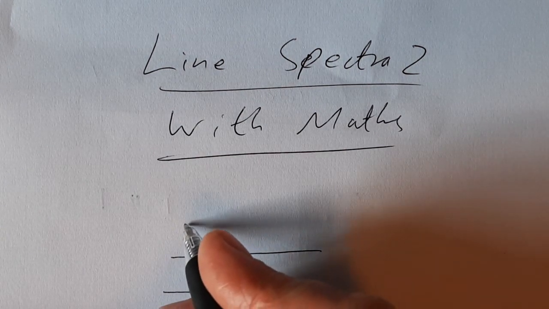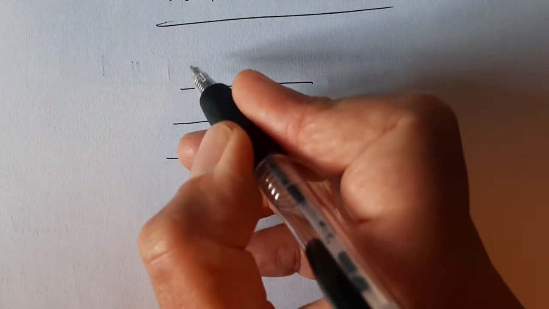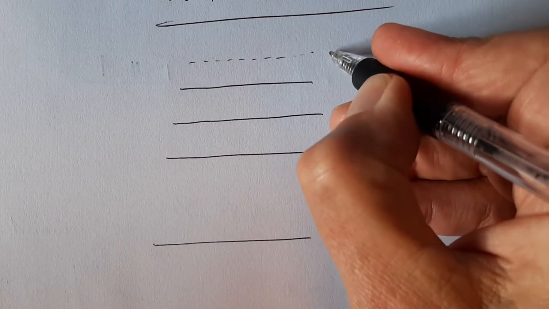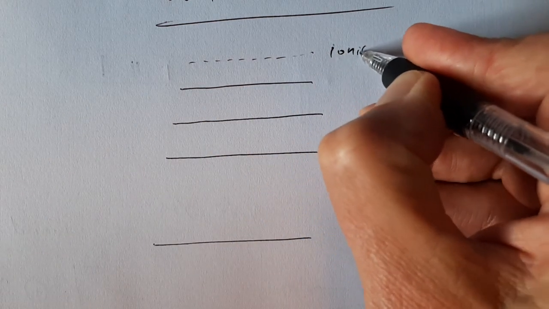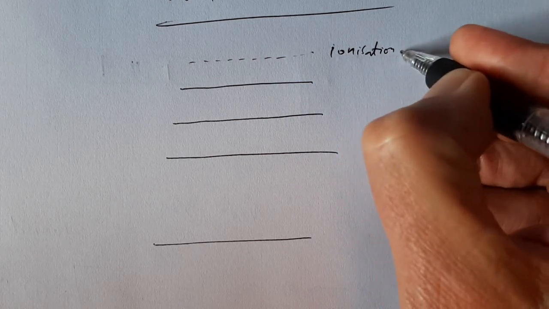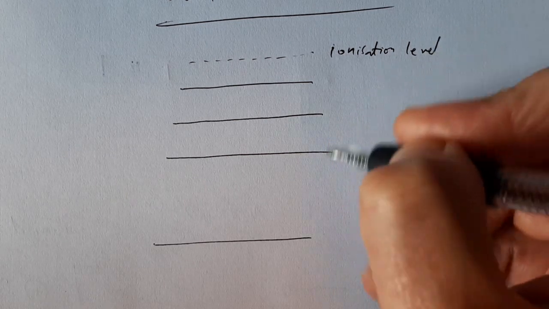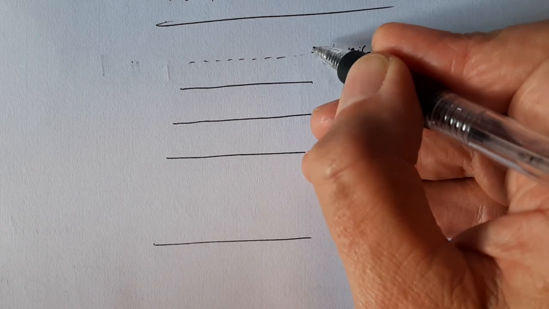Possibly the most confusing thing here is that we're going to give these energy levels, which we discussed in the previous video, negative numbers. This top dotted line, I'm going to call the ionization level. So if an electron manages to reach here or beyond, it completely leaves the atom and we've caused an ionization, as we discussed in the previous video.